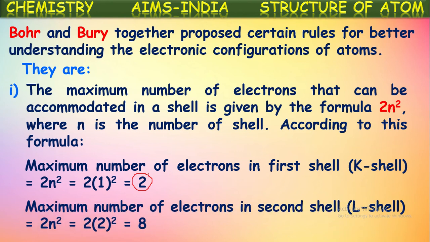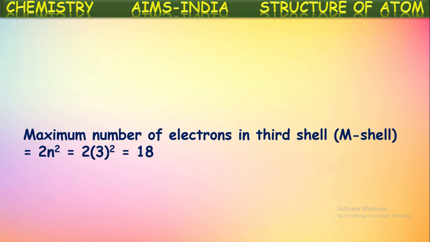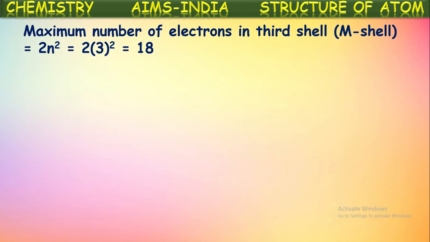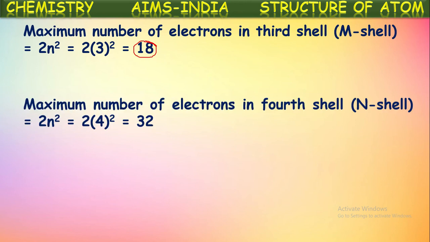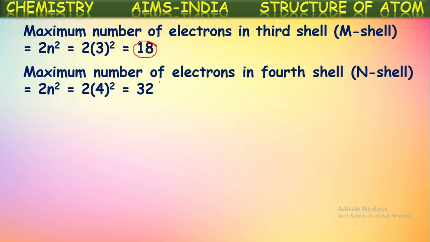In a similar way, for the maximum number of electrons that can be accommodated in the second shell, that means the L shell, in the formula 2n square, if we substitute 2 in the place of n, we get a maximum of 8 electrons. For all atoms, the second shell can accommodate a maximum of 8 electrons. Let us see the remaining shells also. The third shell, that is the M shell, can accommodate 18 electrons, because if we substitute 3 in the place of n, we get 18. And the fourth shell, the N shell, can accommodate a maximum of 32 electrons.